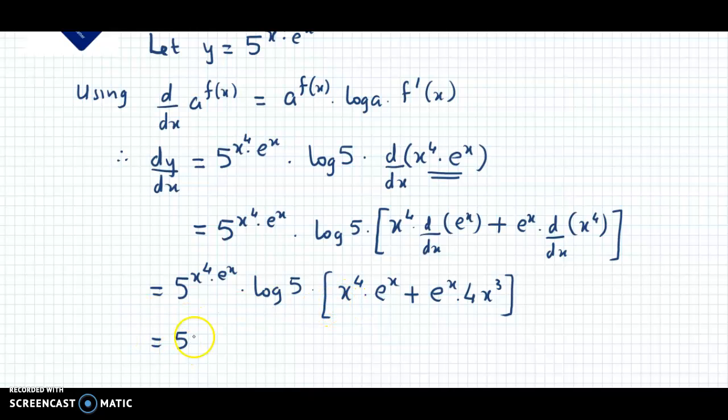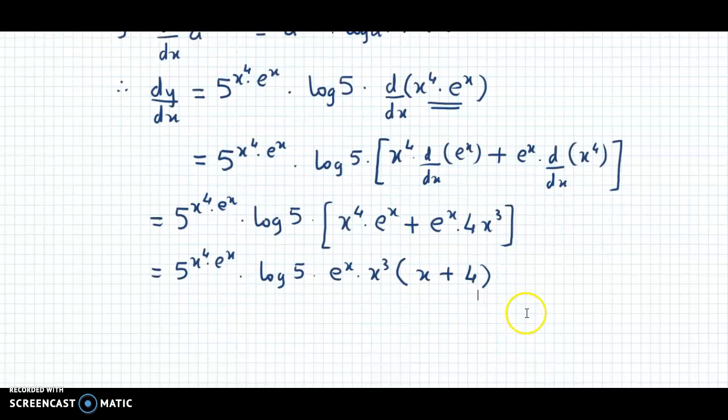So we have 5 raised to x raised to 4 into e raised to x into log 5. Now we take e raised to x as the common factor and x cube also as the common factor. In the first term we are left with x, plus here, e raised to x and x cube put these terms out and we are left with 4.